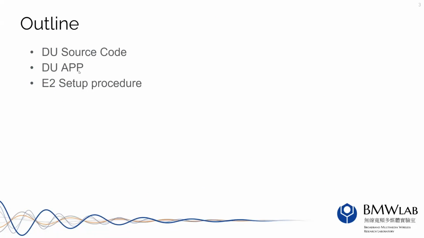And the second part is I will introduce DU app, which manages the E2 interface. Third part, I will give you an example about the E2 procedure. Today I will introduce the E2 setup procedure in the DU side of the source code, and how it is decided and what the flowchart is. Okay, so now let's move on.